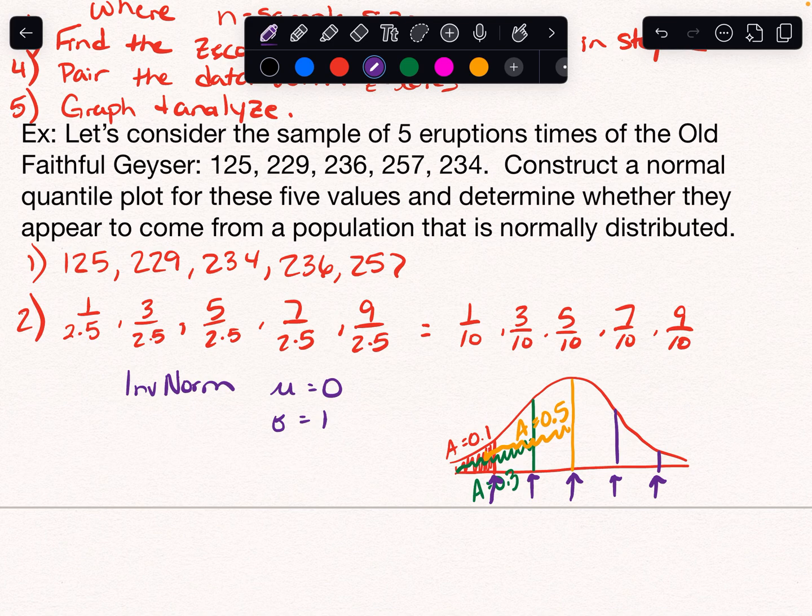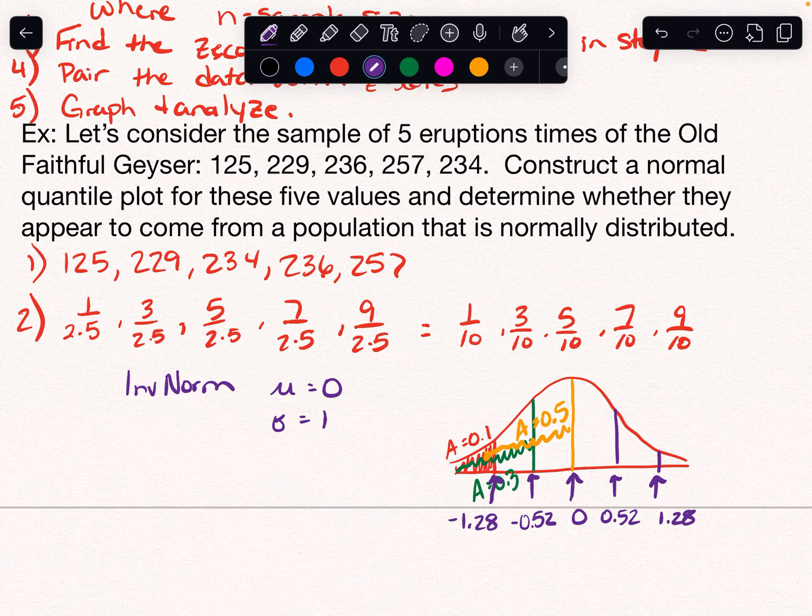Okay, so if I type this in here, my first z-score that corresponds to 1/10 is negative 1.28. And remember, z-scores, we always round to the nearest hundredth. If I do the next one, I get negative 0.52. My next z-score is 0. The next one, 0.52. And 1.28.